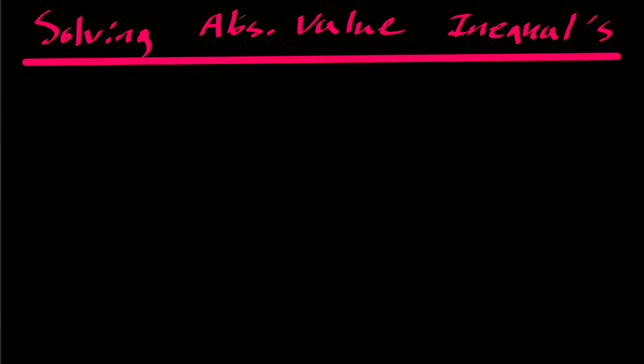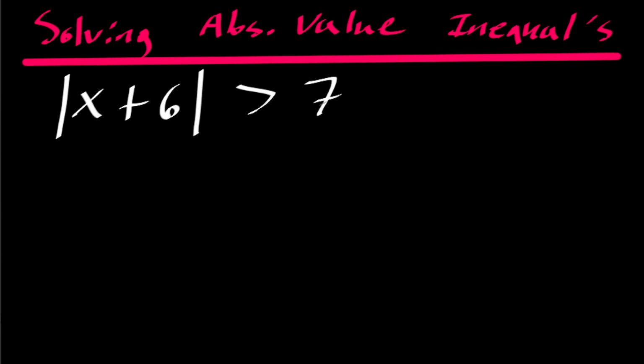to look at solving absolute value inequalities. So that would be something like this. I'll just give you a quick example, because I know when I say absolute value inequality, maybe that seems a little strange. It would be something like this: the absolute value of x plus 6 is greater than 7. So we want to look at how to solve this.